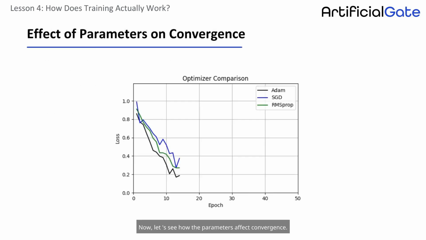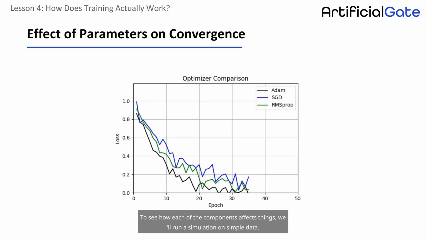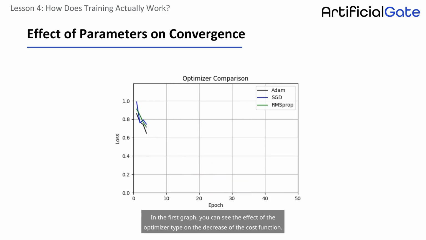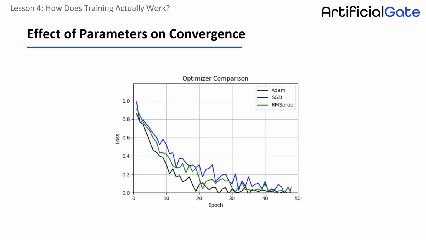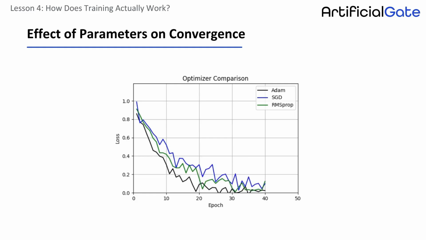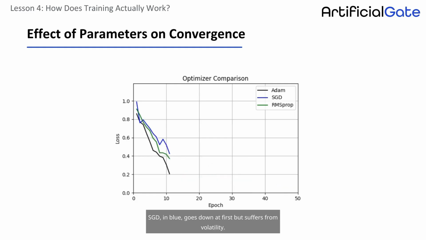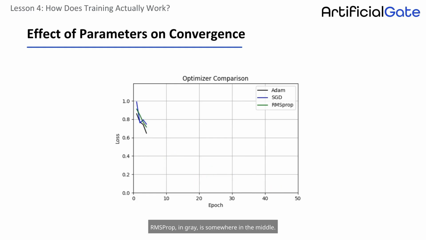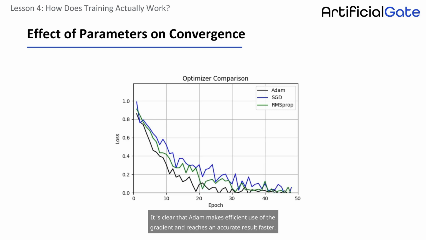Now, let's see how the parameters affect convergence. To see how each of the components affects things, we'll run a simulation on simple data. In the first graph, you can see the effect of the optimizer type on the decrease of the cost function. ADAM, shown in black, converges quickly and smoothly. SGD, in blue, goes down at first but suffers from volatility. RMSProp, in gray, is somewhere in the middle. It's clear that ADAM makes efficient use of the gradient and reaches an accurate result faster.